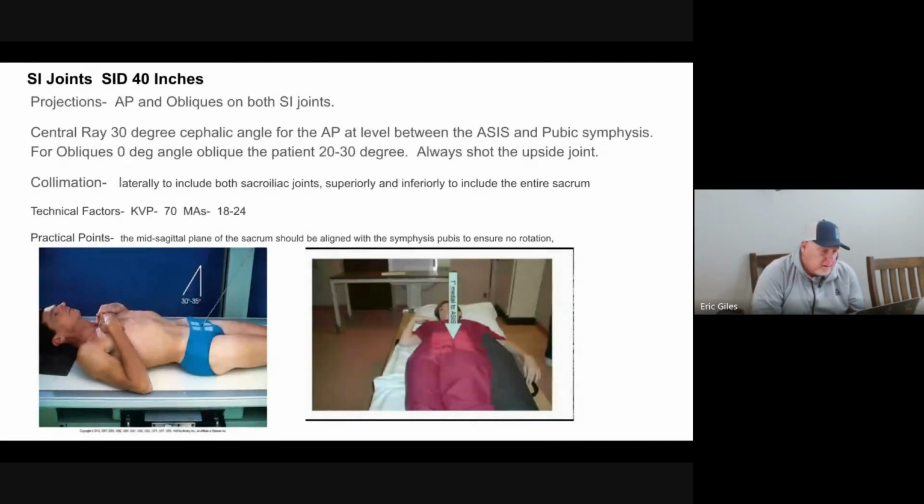For obliques, 0-degree angulation, but we need to oblique our patient 20 to 30 degrees. And we're always going to shoot the upside. So if we rotate our patient up 30 degrees, we're going to shoot this side. If we rotate them this side, we're going to shoot this side. The SI joint, always remember to shoot the upside. kVp 70 at 18 to 24 mAs.